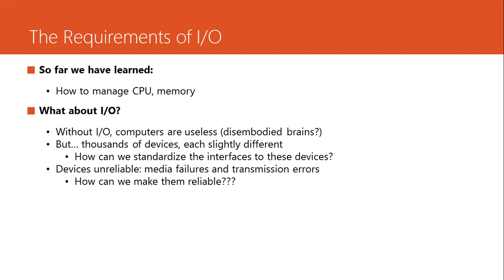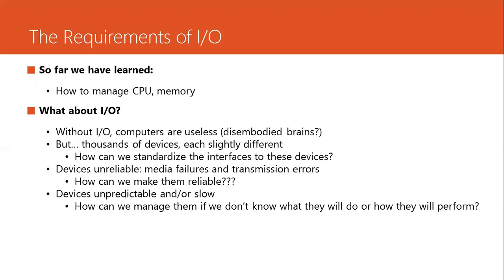Another thing that the operating system deals with is that these devices are fundamentally unreliable. Media failures and transmission errors could occur. So it is important that the operating system should make them reliable. Another thing that is interesting is that these devices are unpredictable or slow. So the operating system will also have to be responsible to manage that as well. So how can we manage them if we don't understand their functionality? Let's go further to discuss some of the parameters that govern the working of these devices and try to work for a standard interface that would abstract away the requirements of different devices.